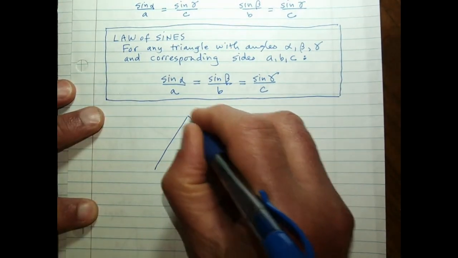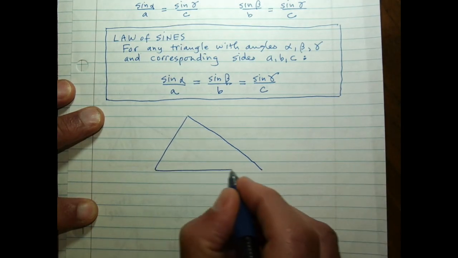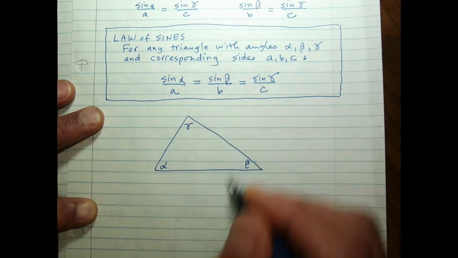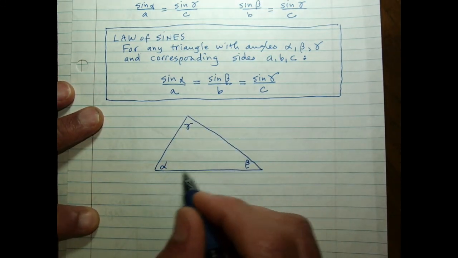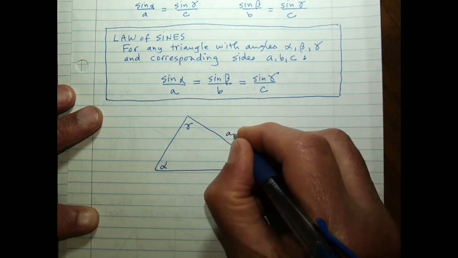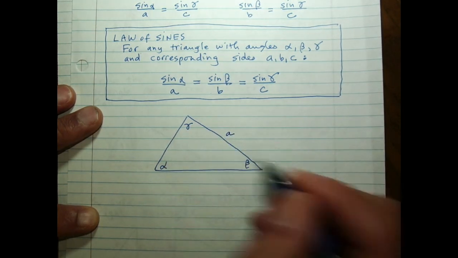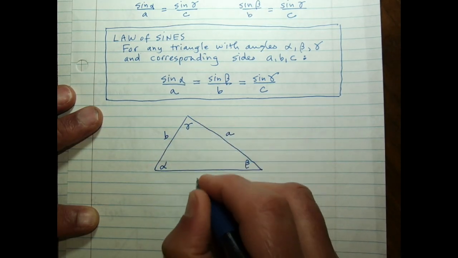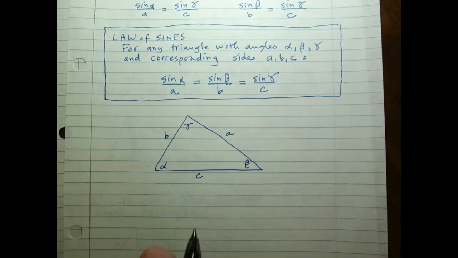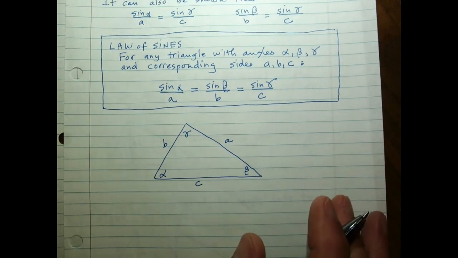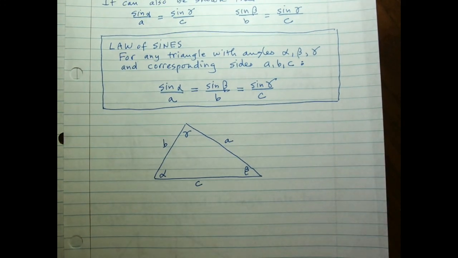Let's put our original picture back into place here. So alpha, beta, gamma, I can label those in any way, but the sides have to correspond to the angles. Across from angle alpha is side a. Across from angle beta is side b. Across from gamma is side c. So that's our derivation of the formula. We're going to go ahead and apply this in some exercises in the next couple of videos.